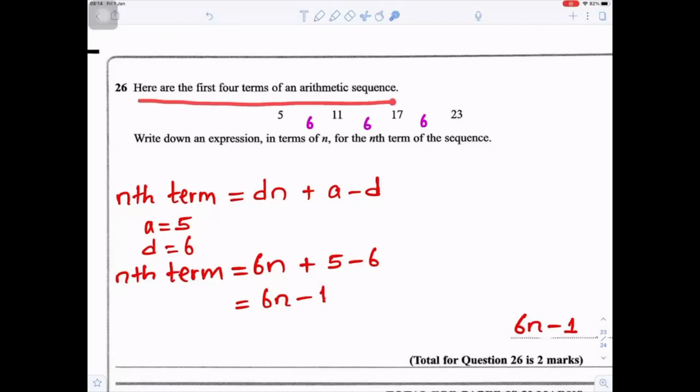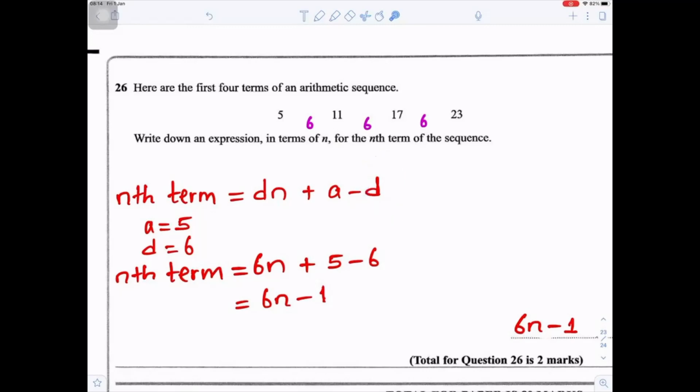Here are the first 4 terms of an arithmetic sequence: 5, 11, 17, 23. Write down an expression in terms of n for the nth term of the sequence. So the formula for the nth term is dn plus a minus d. That's the formula for the nth term. n is just the term number, a is the first term, and d is the difference.